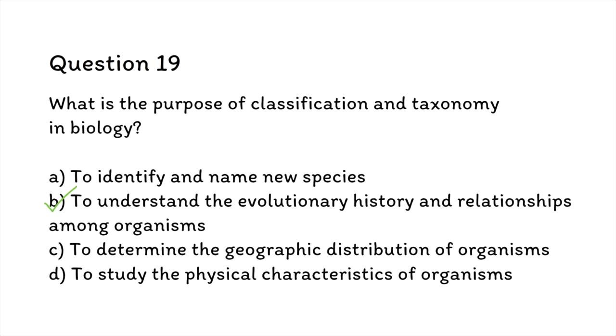The purpose of classification and taxonomy in biology is to organize living organisms based on their evolutionary history and relationships to each other. This allows scientists to better understand the diversity of life and how different species are related to each other.